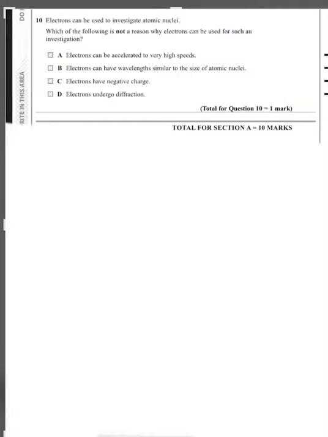Number 10. Electrons can be used to investigate atomic nuclei. Which of the following is not a reason why electrons can be used for such an investigation? So which one is not a reason why electrons can be used to investigate the atomic nuclei? So for part A, electrons can be accelerated to very high speeds. Yes, this is true. This is a reason. Part B, electrons can have wavelengths similar to that of the atomic radii. Yes, this is right, since when we have a similar wavelength of electrons, there will be diffraction, and depending on the diffraction, we will know the atomic radii.